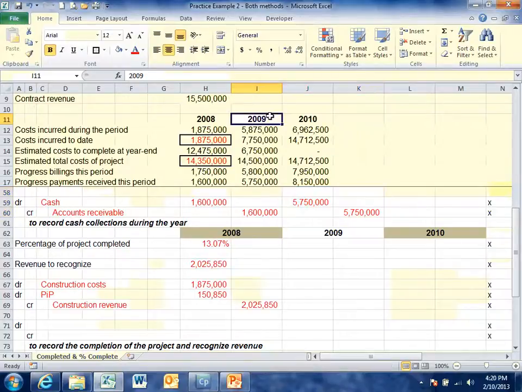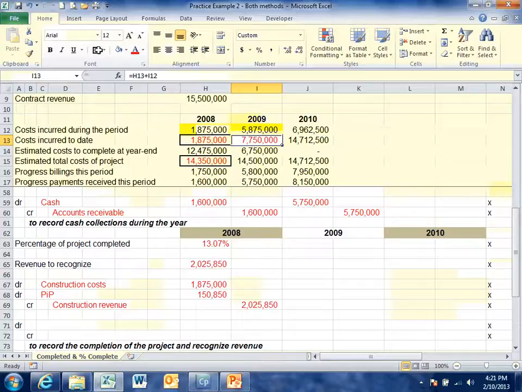And it's to date, which means for the life of the project, which means we spent $1.875 million in 2008, and we spent $5.875 million in 2009. So if you add those two together, your total costs incurred to date at the end of 2009 are $7,750,000. That's the numerator for my calculation. The denominator is my total estimated cost of the project.